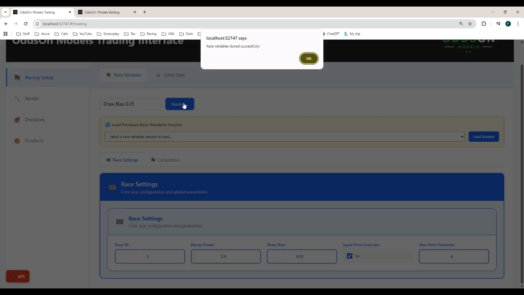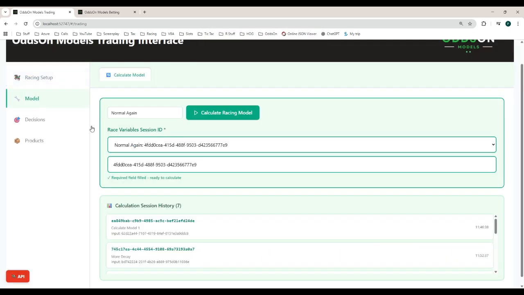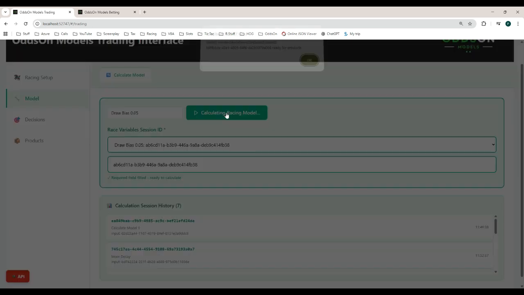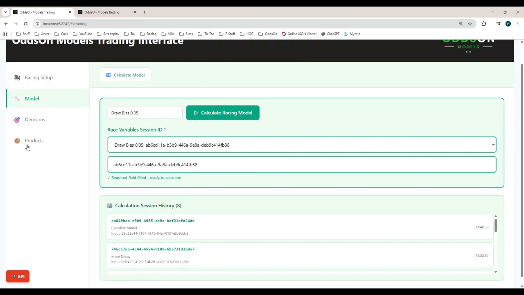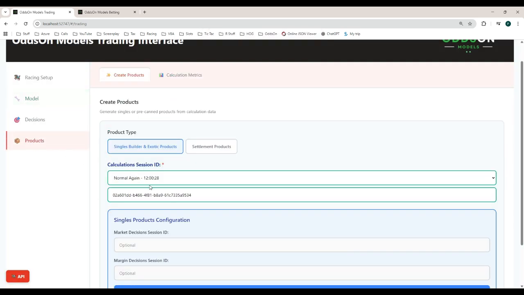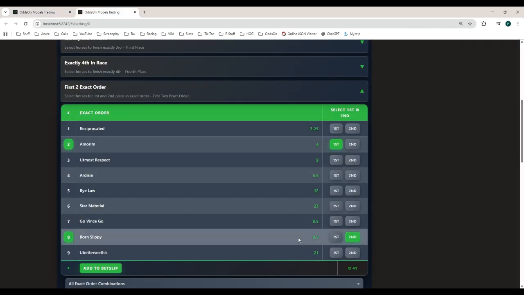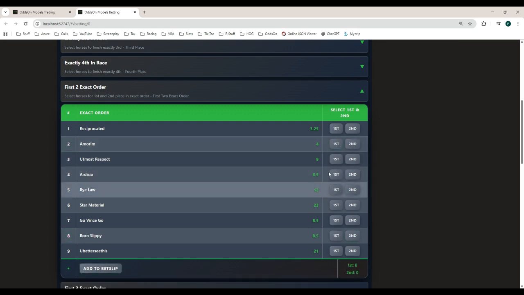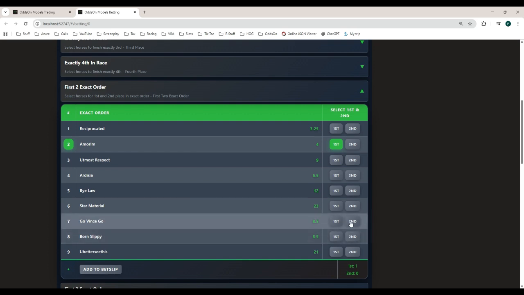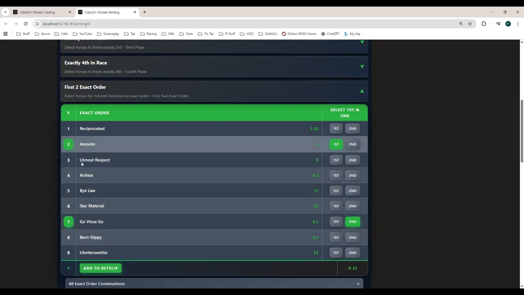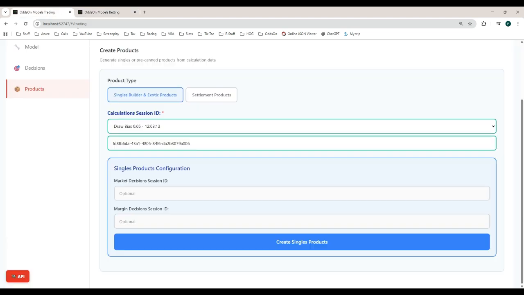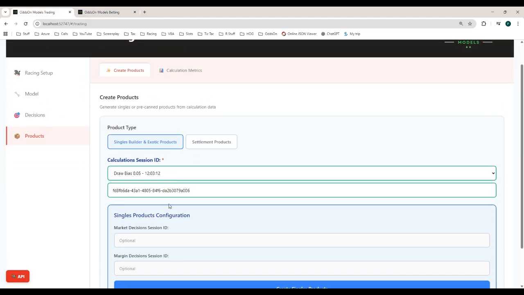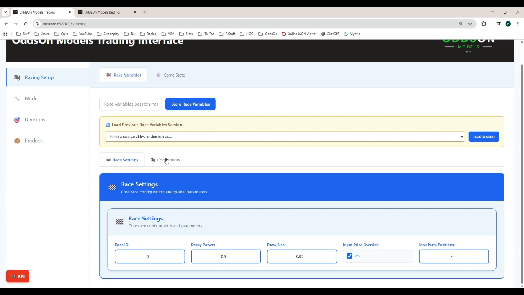So if I store those race variables, you know this process by now, draw bias, we'll call that there. And then finally, we can do the pricing, draw bias. So create the singles there. Remember, they were both 29. So if we go here now and re-input Amorim and Go Vince Go, and that was, remember, 1 and 2.